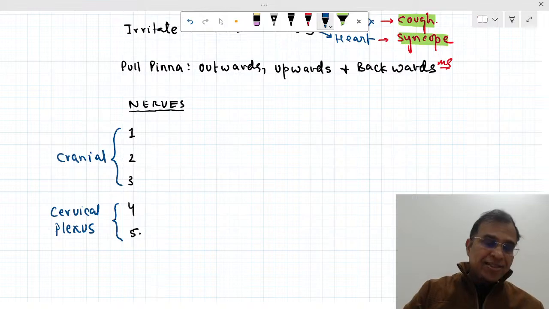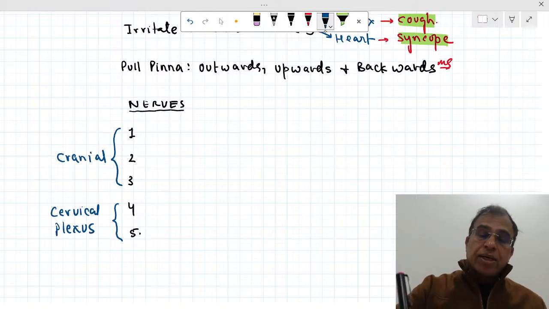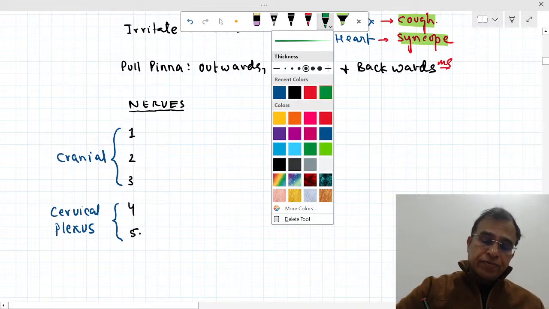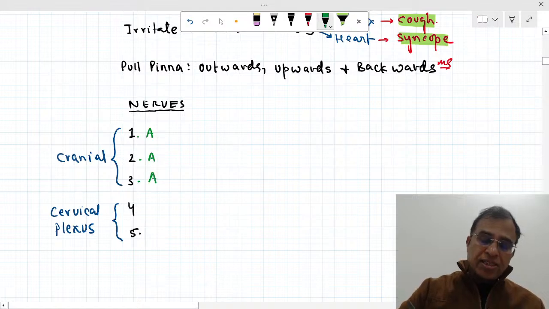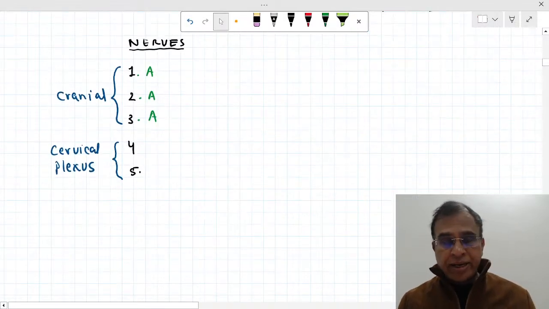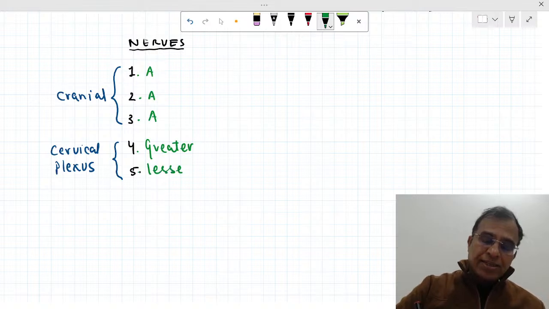So when you divide like this, it becomes easier to remember. Some from the cranial nerve, some from the cervical plexus, and all the 3 from the cranial nerve, their names start with the letter A. So we have 3 A's now. And the 2 from the cervical plexus, one of them is named greater something, and the opposite is lesser something, greater and lesser.